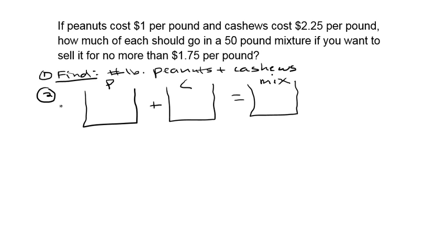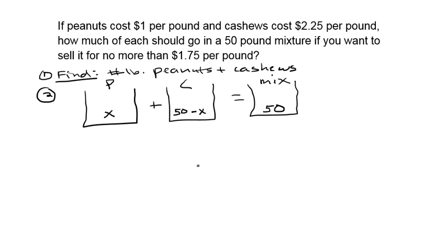So what happens when you have a problem like this is in the bottom of the buckets I put down how much I have of each. Now the only thing I know is that I have 50 pounds total. So if I let X be the number of peanuts that I have, the number of cashews would be 50 pounds, take away however many that was. So the way that we write that is 50 minus X.